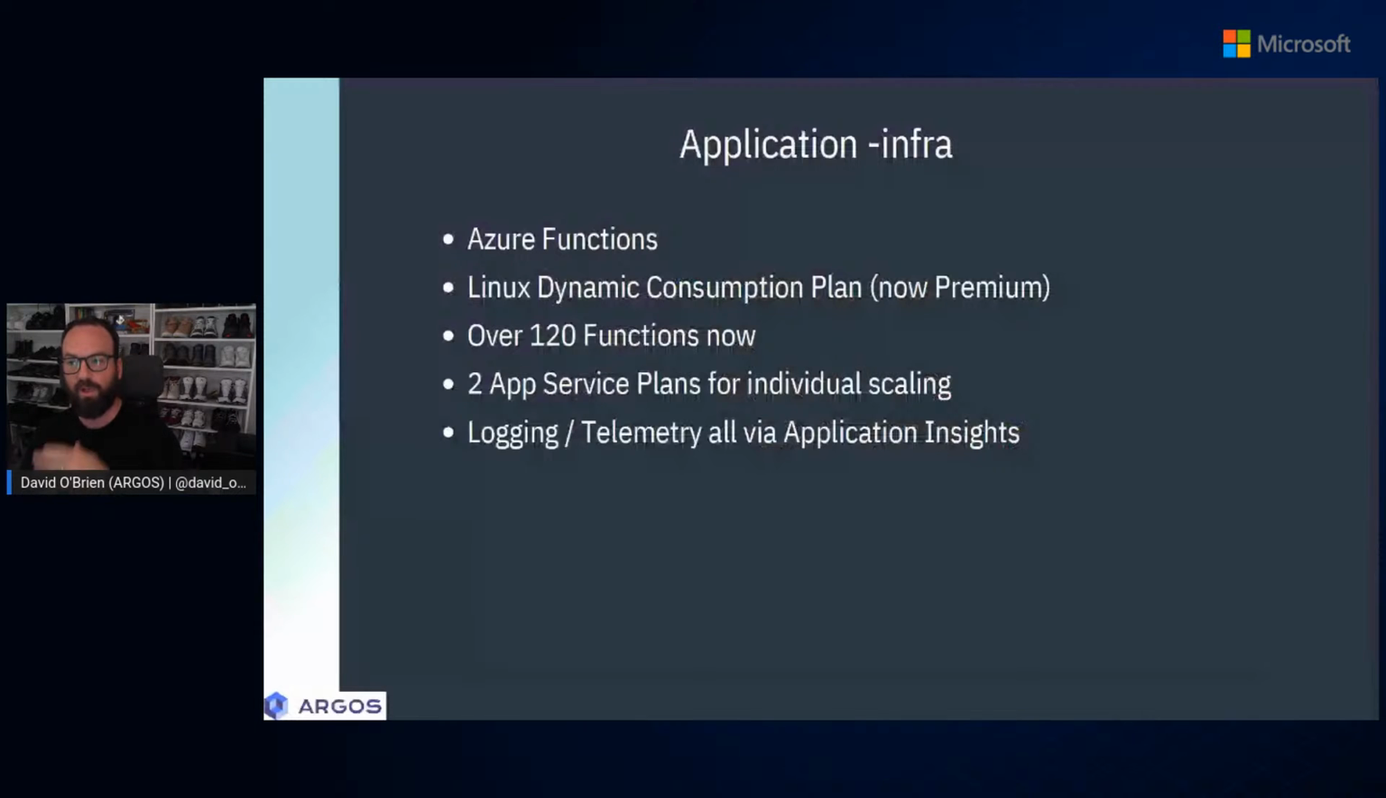So the infrastructure itself, the application, as I mentioned, we use Azure Functions. We started with the consumption plan, the dynamic consumption plan for Linux. Why? Because it's free. On day one, you don't know, and we didn't know as a startup, if we were having commercial success, if we were going to have many customers. So we went with the consumption plan.